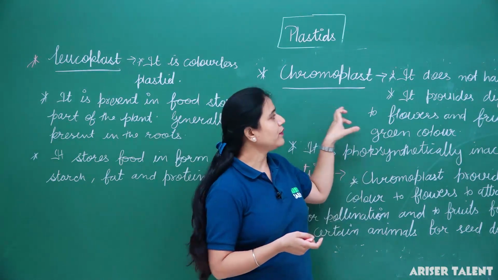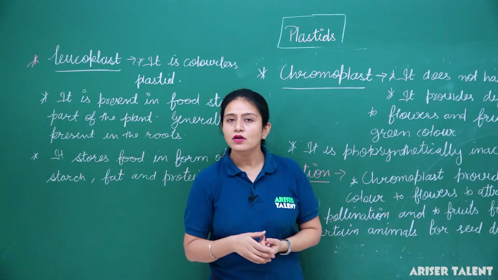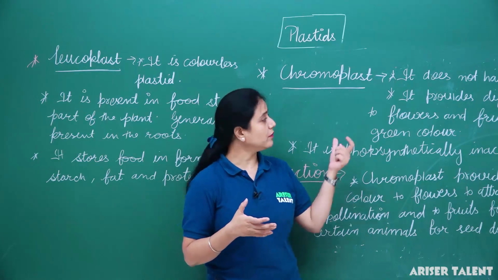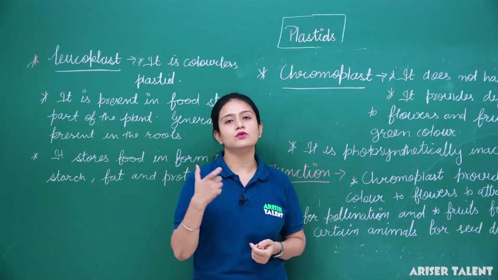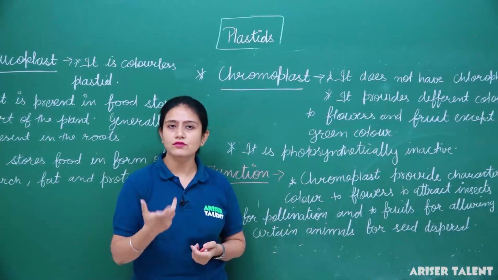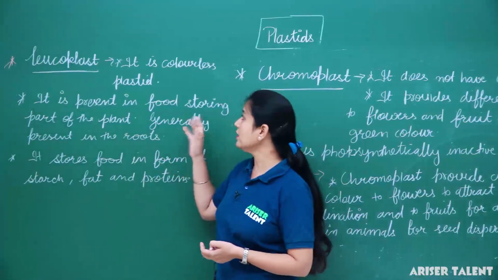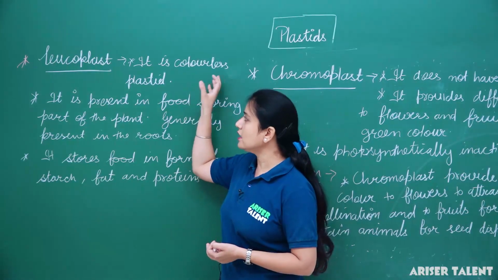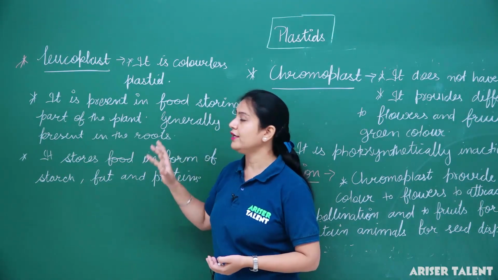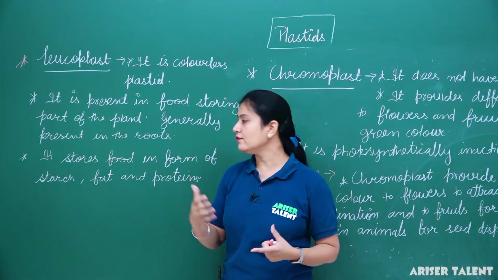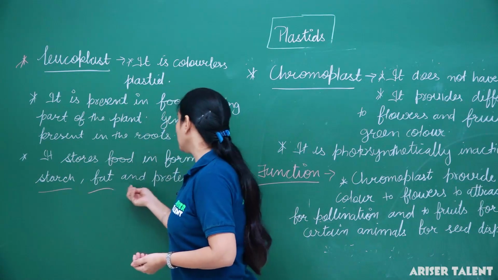Next part is chromoplast. It does not have chlorophyll and thus cannot take part in photosynthesis. What is its function in the plant? It provides color to plant parts like flowers and fruits. Third one is leukoplast. It is non green, or we can say a colorless plastid. It does not have any color and its function is to store food in the form of starch, fat and proteins. Okay, so it was all about the plastid.